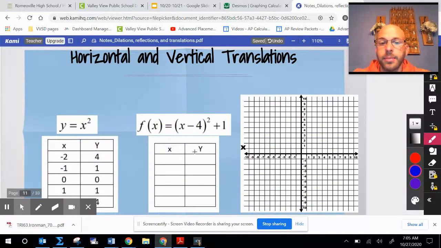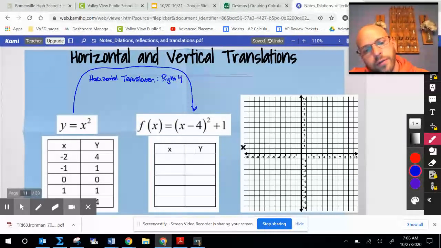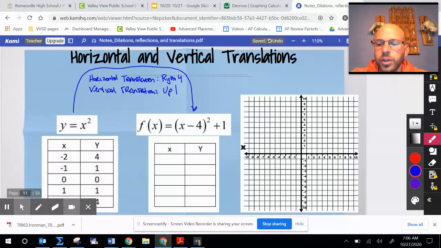Oh, let's apply it to a table. Okay, so if I go from one to the other, you can see that I'm going to subtract 4, so that's going to be a horizontal translation right 4. We also have a vertical translation up 1.